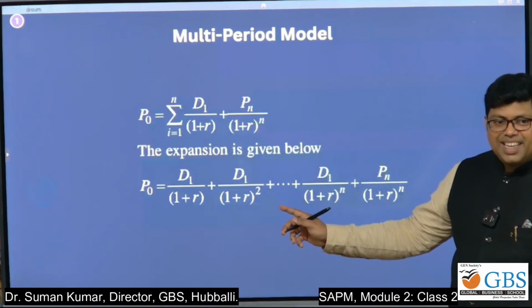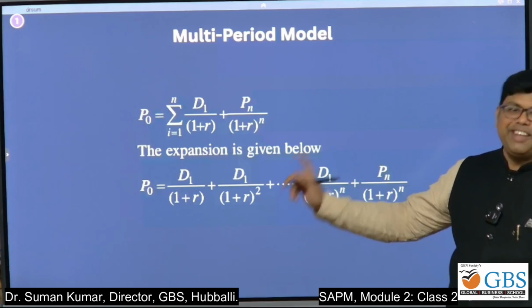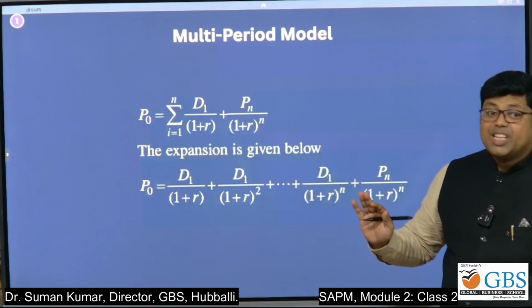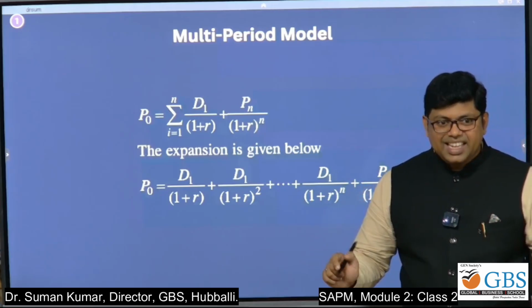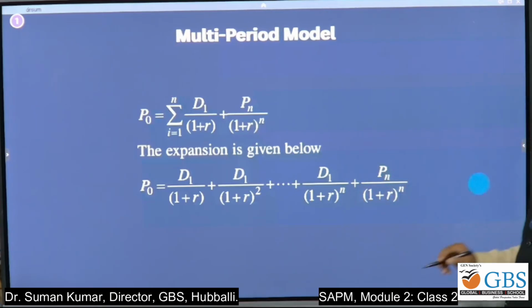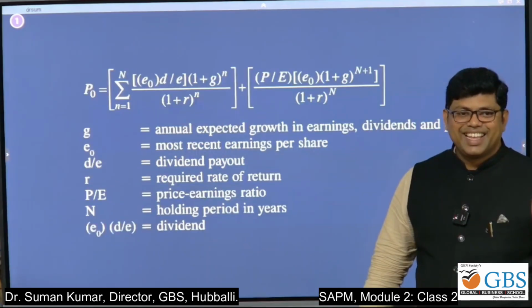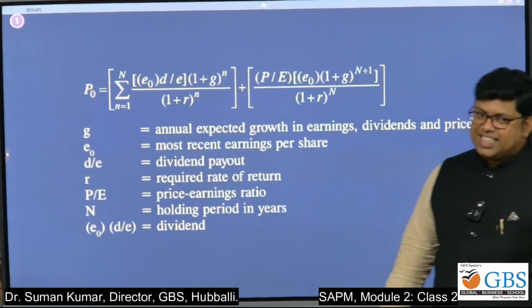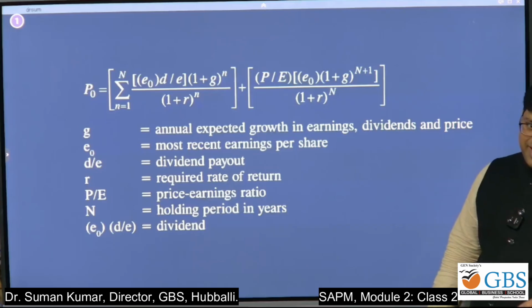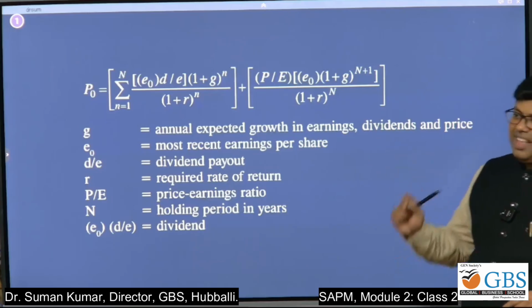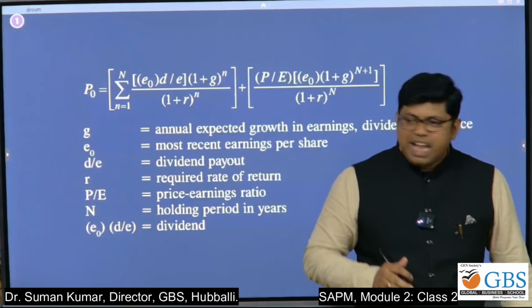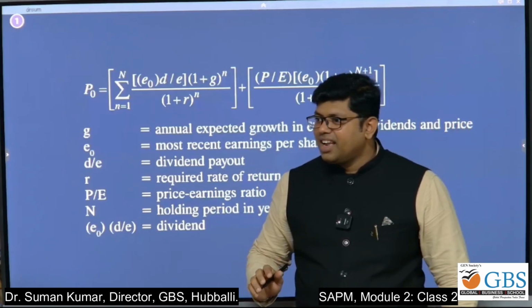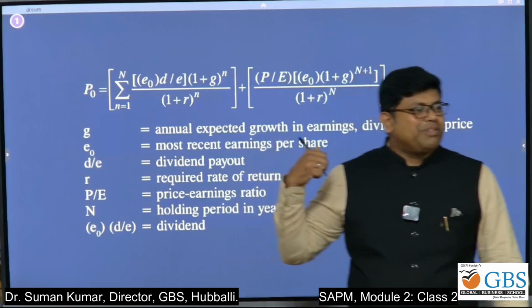See, in multi-period, the previous problem's assumption is every year the same dividend. Which is not possible, correct? That's why we are learning this. Are you understanding? See, yes, very good, very smart. See, previously D1, D1, D1. What is the meaning of that? Same. Is it possible? That's why we have this formula.